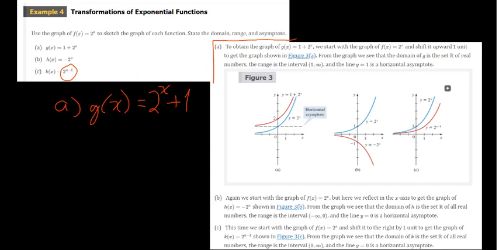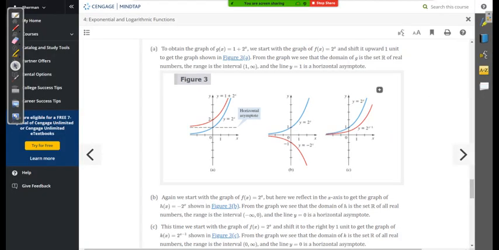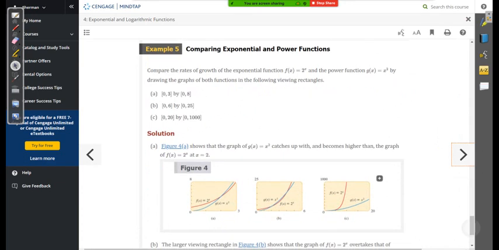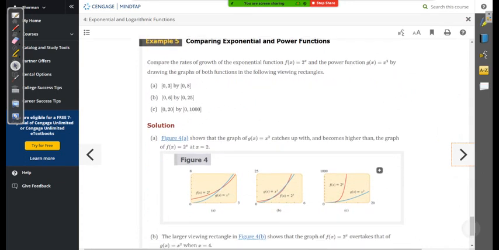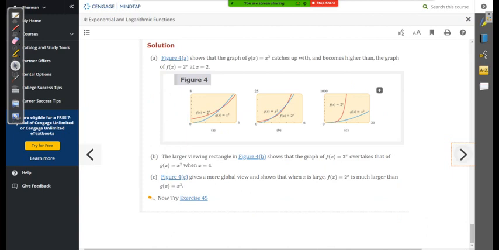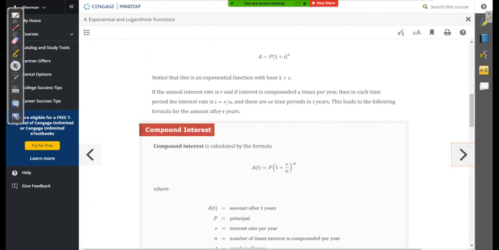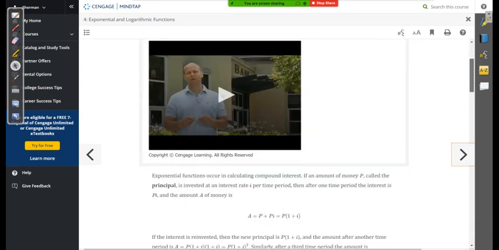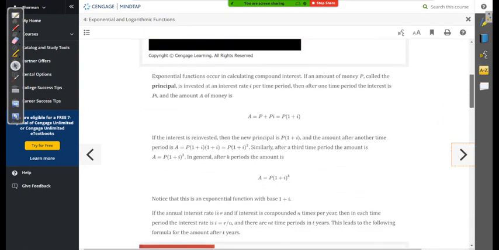All right, I'm back. And next up, I don't like that. That's just showing more behavior. I don't think it's that important. Next up, we'll talk about compound interest.